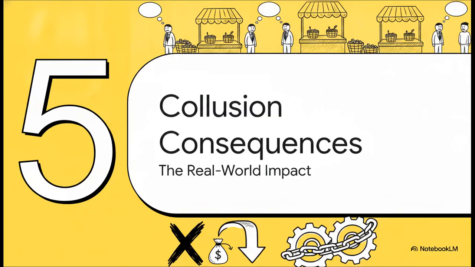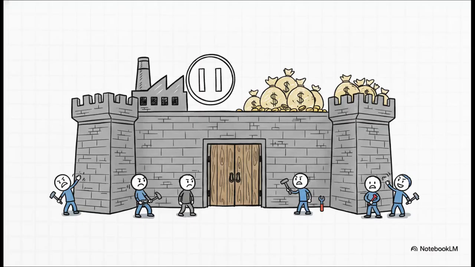Finally, Section 5, the consequences of collusion and the real-world impact. So what actually happens to the market and to us, the buyers, when these giant firms successfully bend the rules? Well, the aftermath is pretty stark. First, oligopoly output generally stops way short of the optimum production level. They intentionally restrict supply to keep prices artificially high.